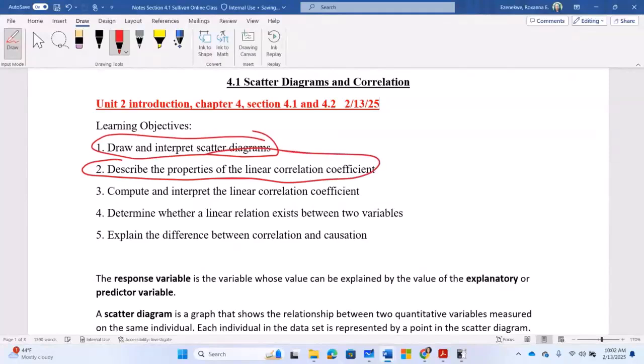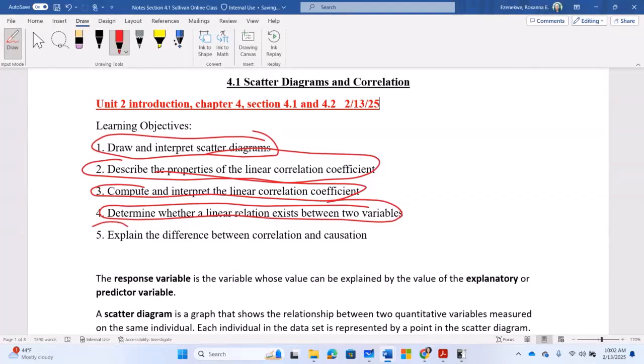Linear correlation coefficient. We should be able to compute and interpret the linear correlation coefficient. We shall also be able to determine whether a linear relation exists between two variables, one in the x-axis and the one in the y-axis. The variable in the x-axis we shall call the explanatory variable. The variable in the y-axis we shall call the response variable.